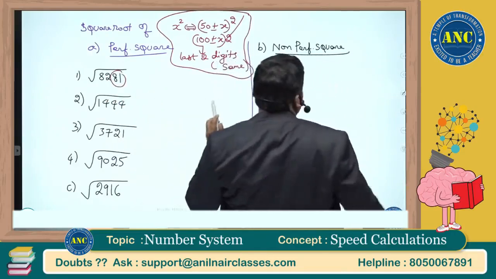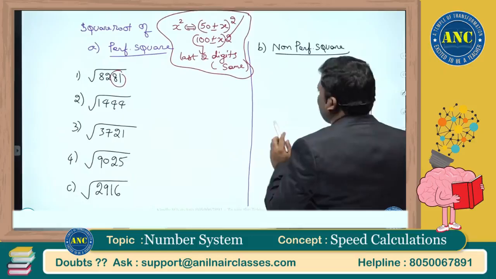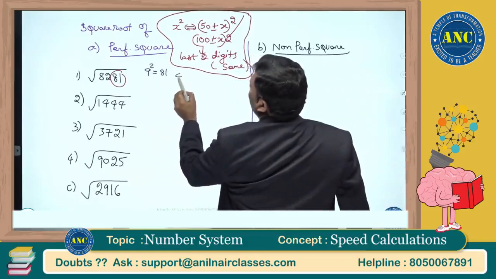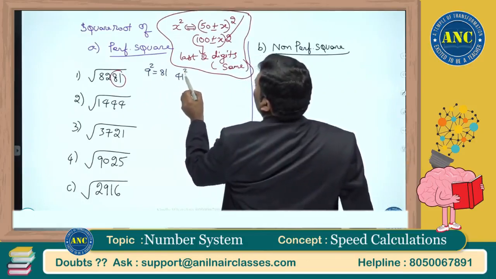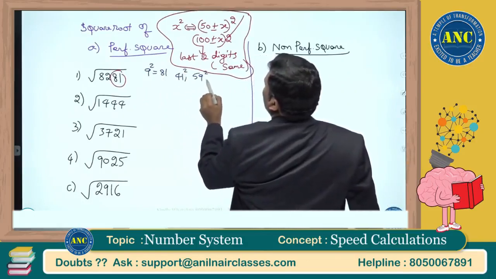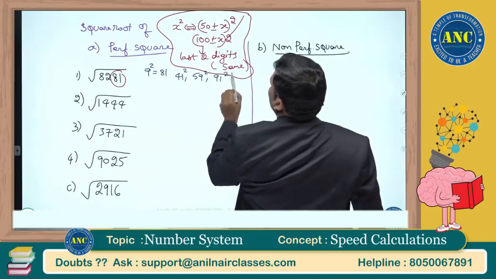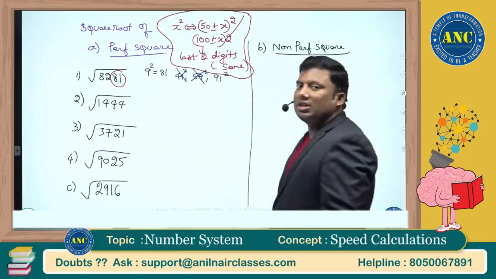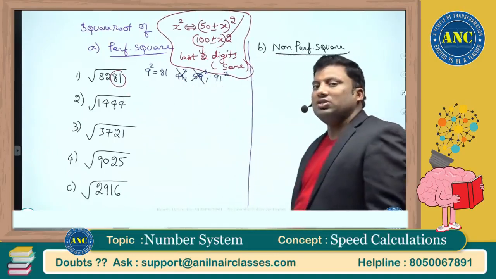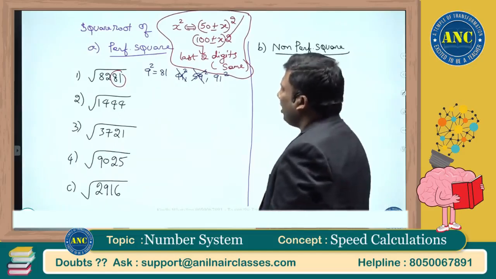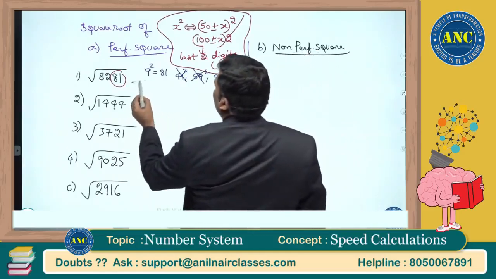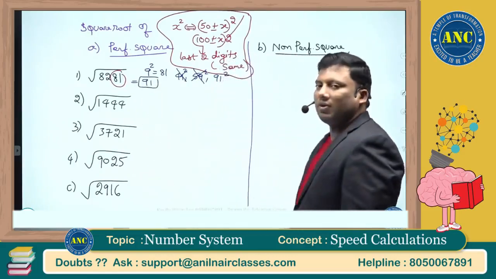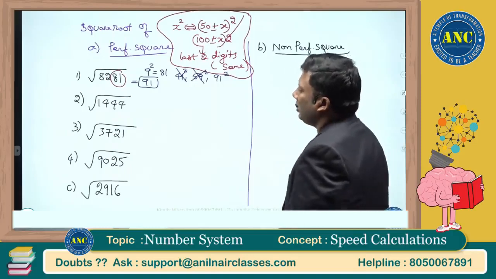81. One by one, each problem I will solve. 9 square is 81. What are the other numbers? 50 minus 9, 50 plus 9, 100 minus 9, which is 91 square. This cannot be, because it is in the range of 8000. 91 square is greater than 90 square. So the only probable answer is 91. First question, I hope it is clear.